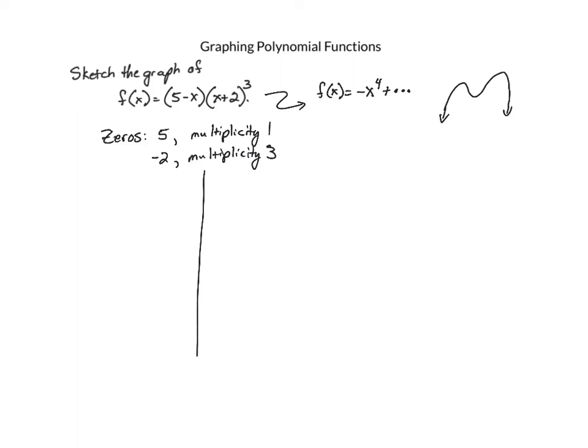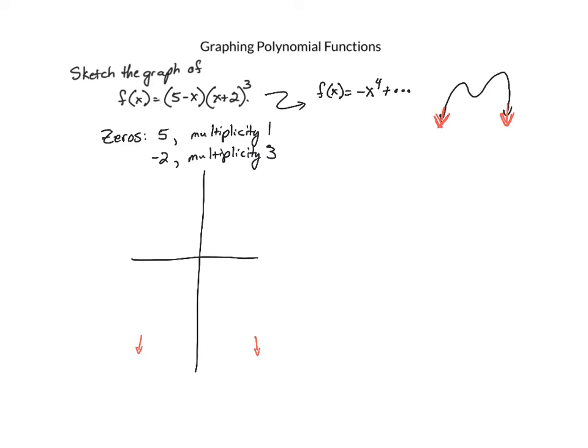So let me draw my grid. I'm expecting the end behavior to look like this. This is the important part. Down here, down here. So my graph will be down here somewhere and down here. I just don't know the details in the middle. So let's put on the zeros and figure out what this graph looks like.